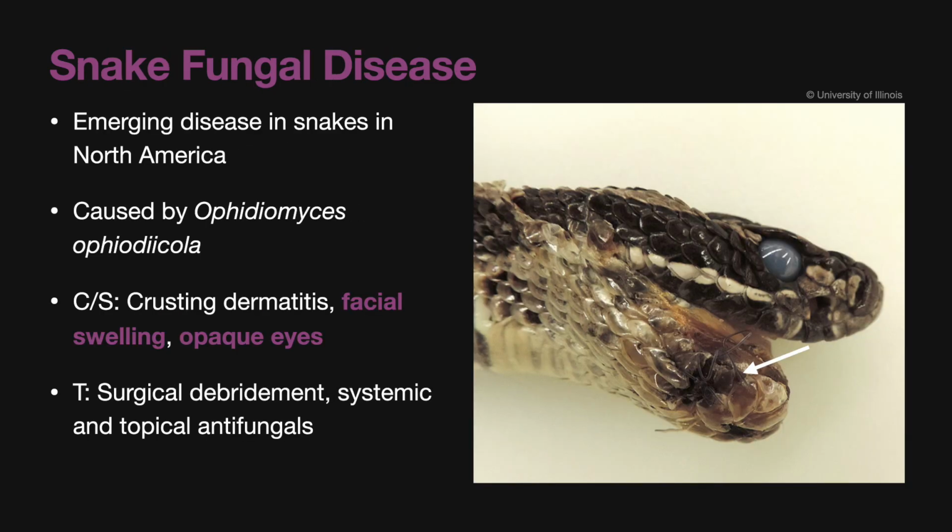Snake fungal disease is an emerging disease in snakes in North America caused by Ophidiomyces ophiodicola. Clinical signs include crusting dermatitis, facial swelling, and opaque eyes. Treatment involves surgical debridement and systemic and topical antifungals.